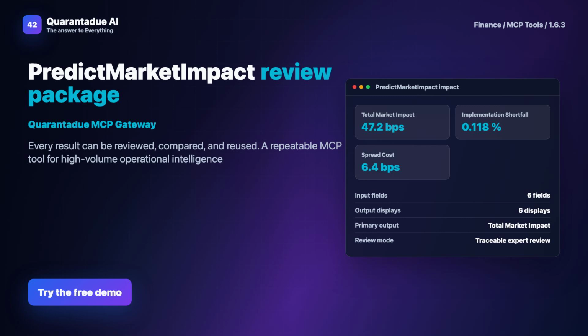In summary, PredictMarketImpact gives you the clarity to forecast market impact, the control to optimize execution, and the evidence to ensure compliance. It turns a major risk into your competitive edge.